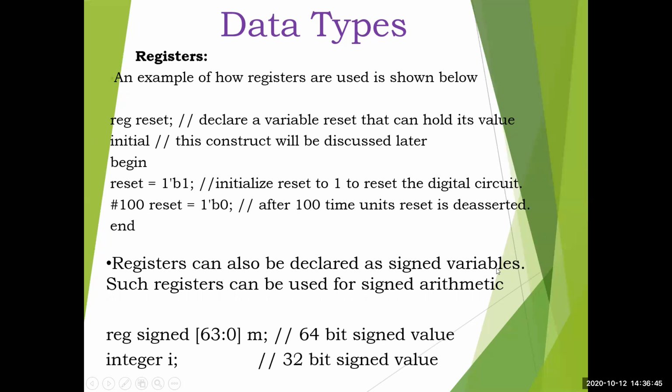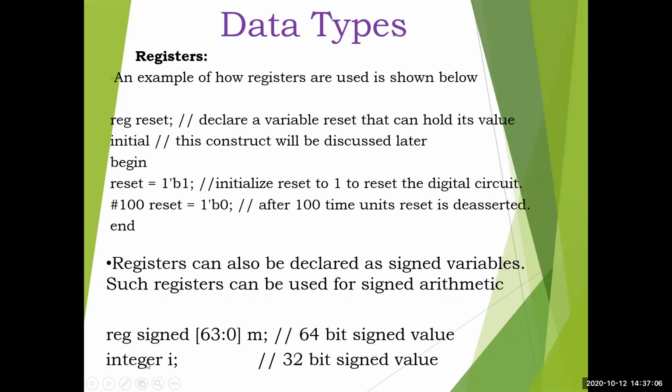Registers can also be declared as signed variables. Such a register can be used for signed arithmetic. So along with the reg keyword, if you use the signed keyword, it will be used for signed arithmetic. And this is the vector part, which we'll be looking at in the next data type. Integer i is a 32-bit signed value.